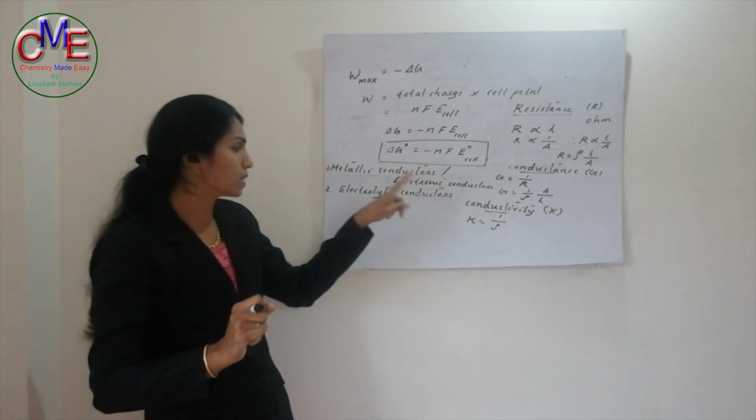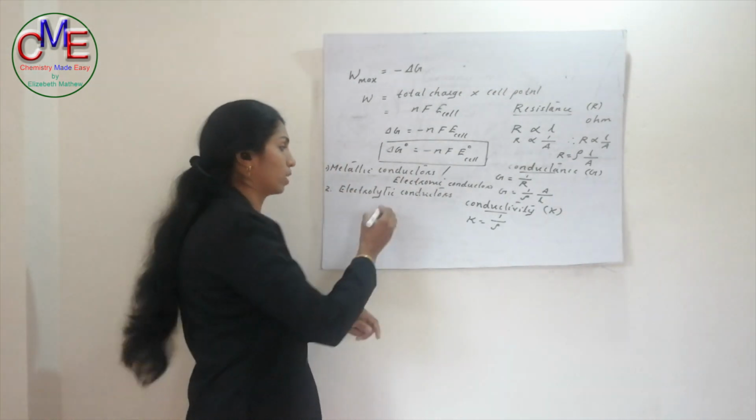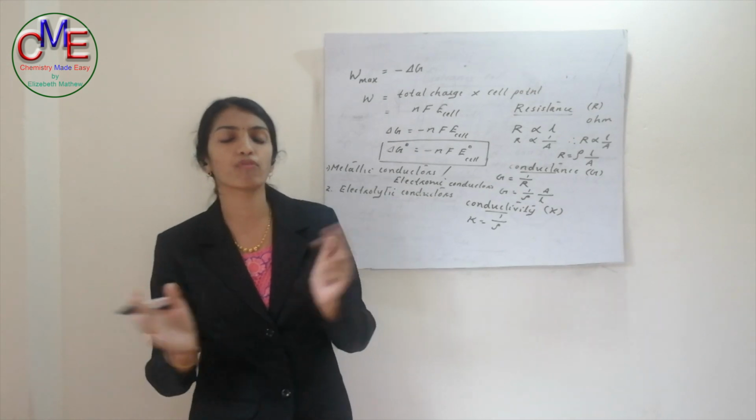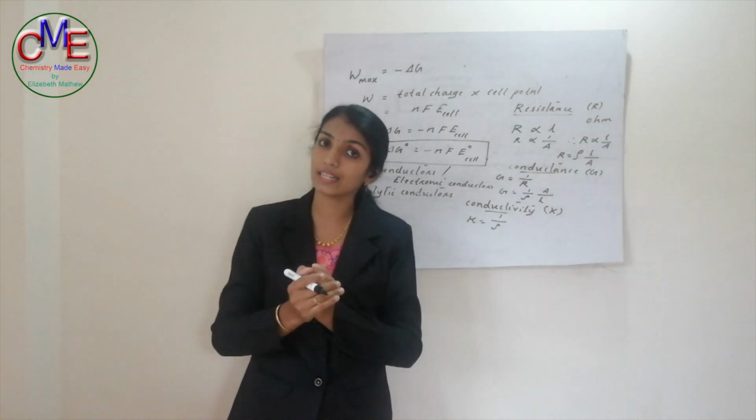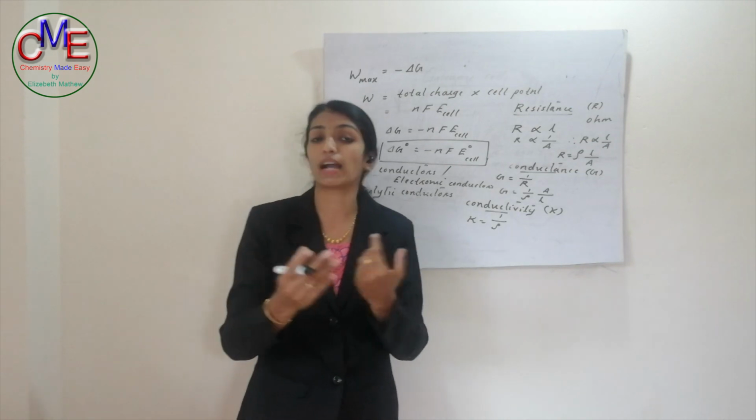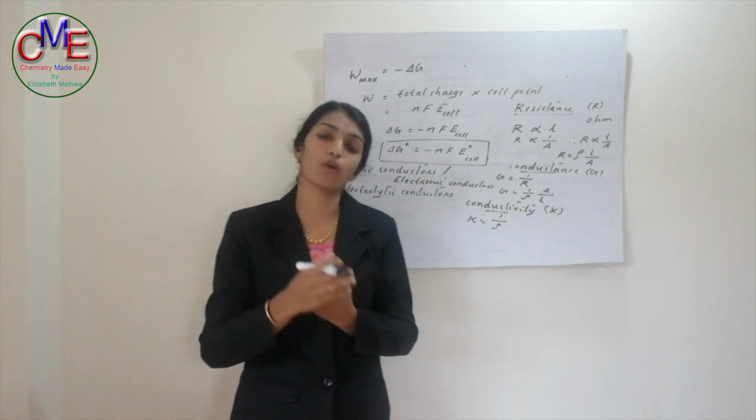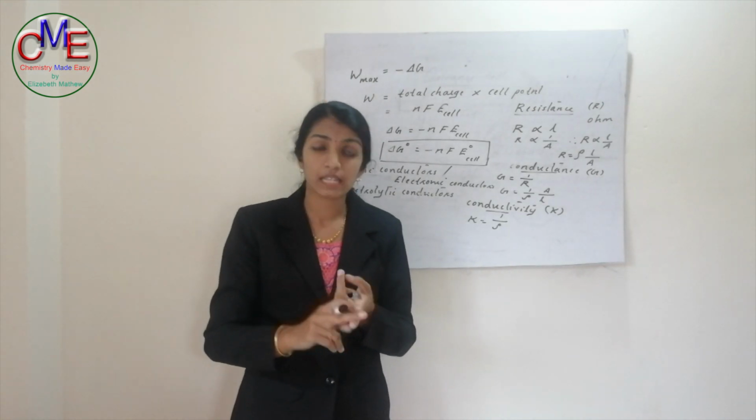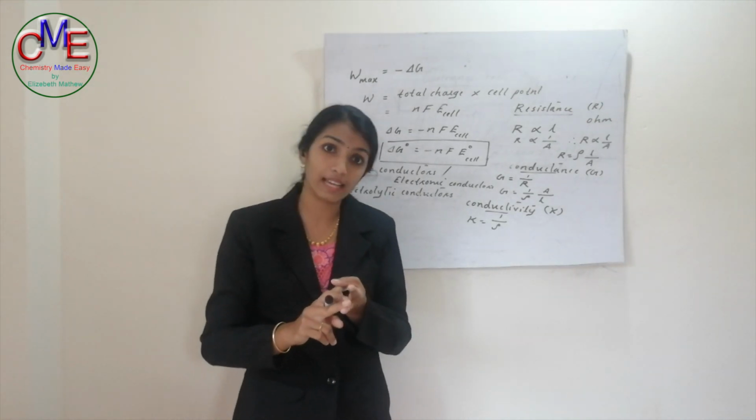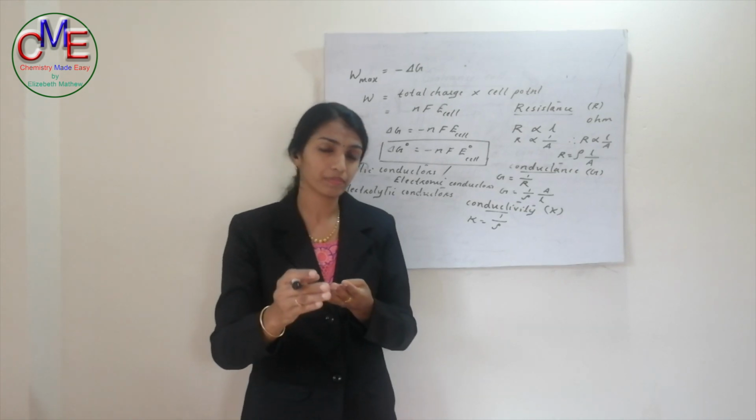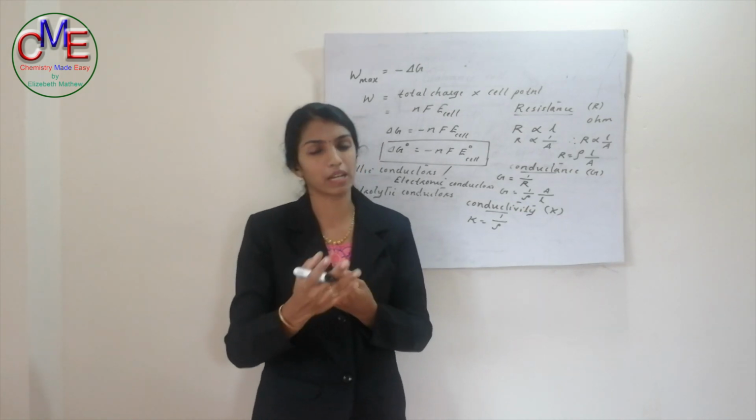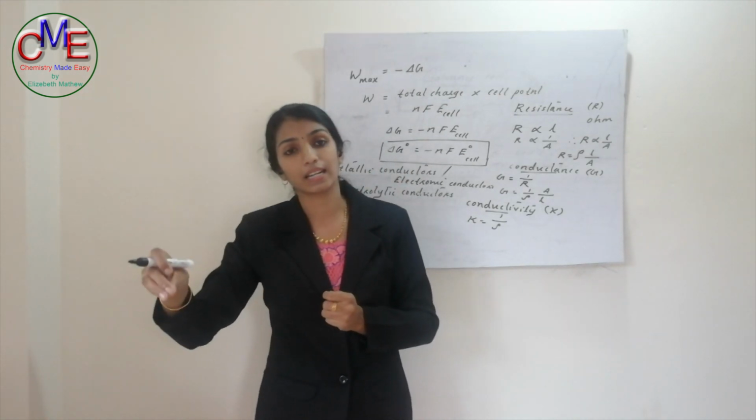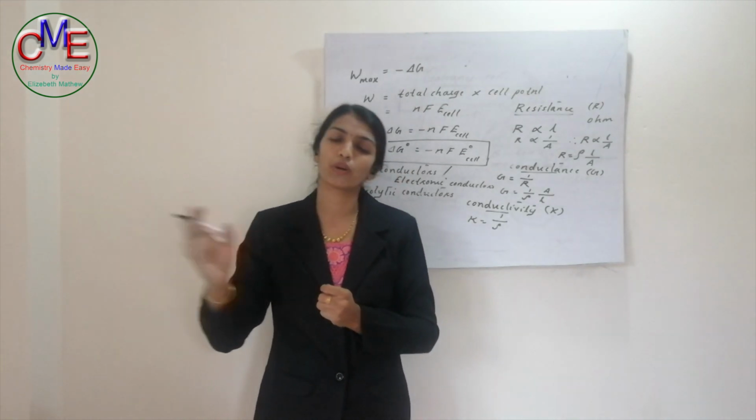The next one is electrolytic conductors. Electrolytic conductors are solutions. Certain solutions can conduct electricity. That type of conductors are known as electrolytic conductors. Here also, what are the factors affecting the conductivity of electrolytic conductors? The nature of the electrolyte, size of the ions present in the electrolyte, nature of the solvent. Then another factor is temperature. In the case of electrolytic conductors, as temperature increases, conductivity also increases.